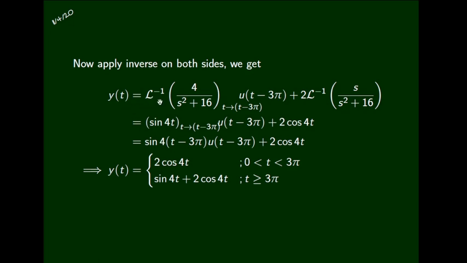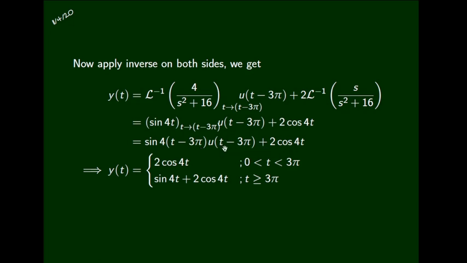So y of t is equal to L inverse of 4 by s square plus 16 with t going to t minus 3 pi, with u of t minus 3 pi, plus 2 into L inverse of s by s square plus 16. This is sin 4t. Now we have to replace t by t minus 3 pi, into u of t minus 3 pi, plus 2 cos 4t. When we replace t by t minus 3 pi, I get sin 4 into t minus 3 pi into u of t minus 3 pi plus 2 cos 4t.